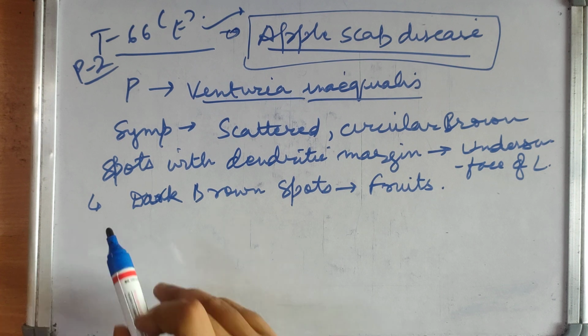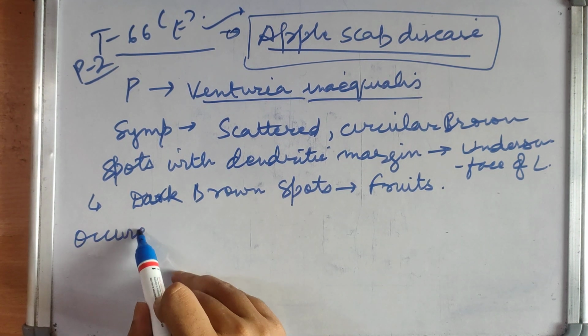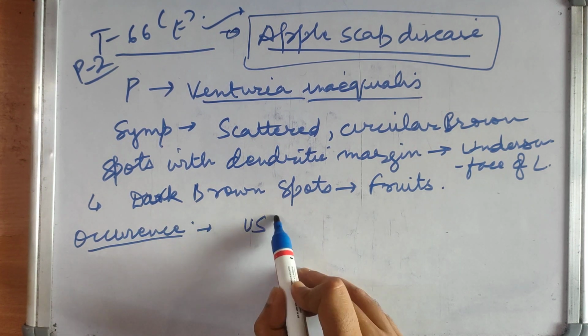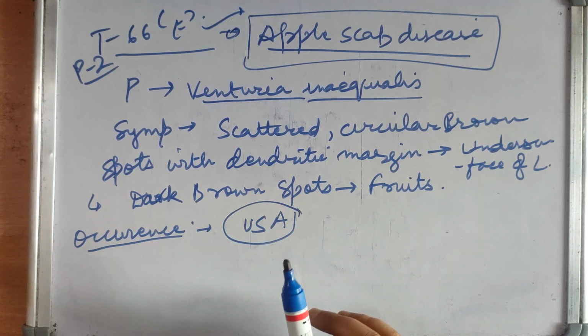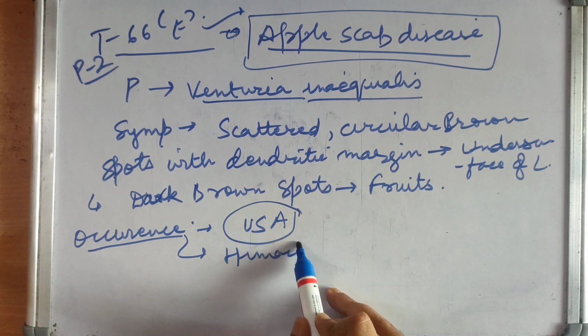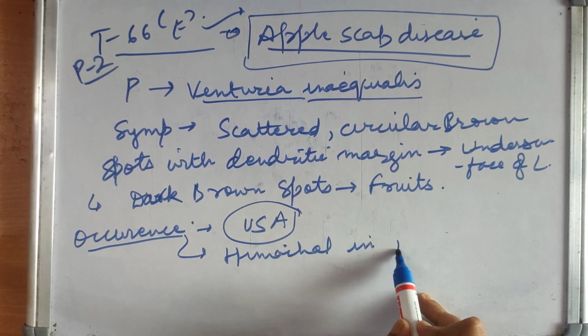When you look at its occurrence, it is mainly found in the USA. You will find this disease commonly in the USA. In India, it is mainly found in Himachal Pradesh.